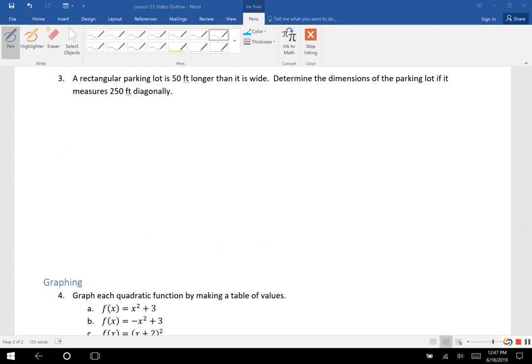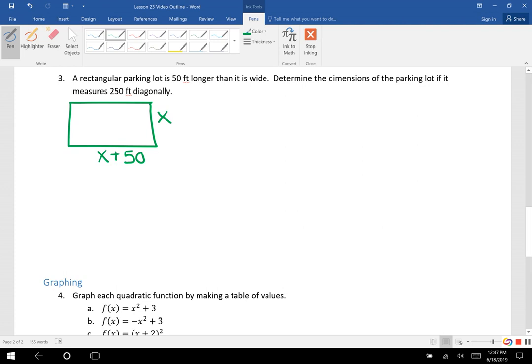Okay, I've got one more application. This last application says a rectangular parking lot. So again, I'm going to draw a picture. So I've got a rectangular parking lot is 50 feet longer than it's wide. So I'll call the width x, and then the length x plus 50.